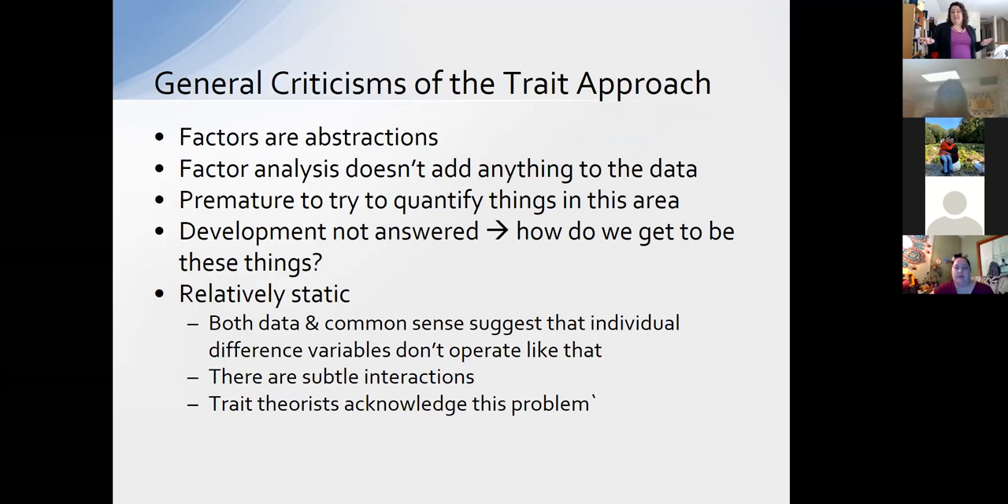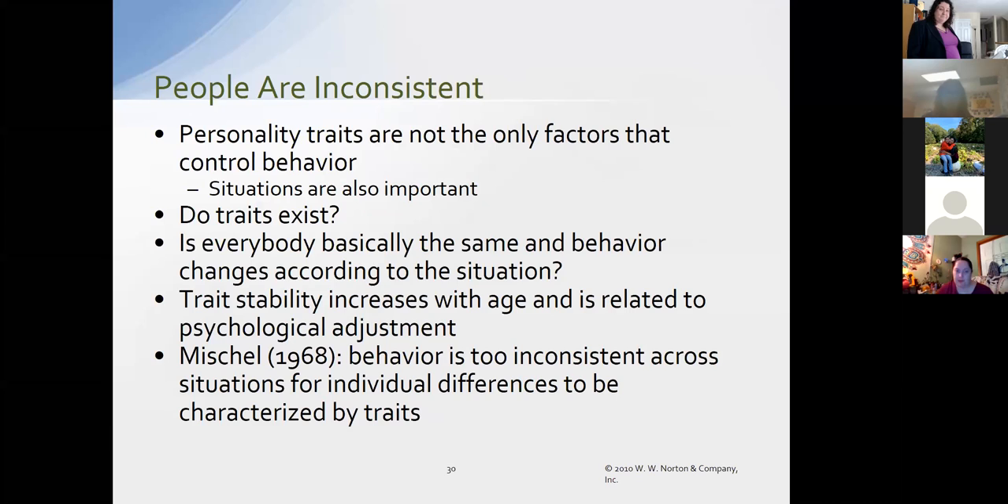Another critique is that this isn't a theory, right? People aren't trying to explain development. And that leaves a big question of, like, how do traits develop? How do we get these things? How do we get to be these things? And the idea that they're relatively static over time and across different situations, both data and common sense suggest that individual difference variables don't necessarily operate like this. There are subtle interactions, and trait theorists do acknowledge, like, yeah, that's a problem. Personality traits are also not the only factors that control the behaviors. Situations are actually very important. When I took social psych in grad school, our textbook was just called The Person and the Situation, right? It's both matter.